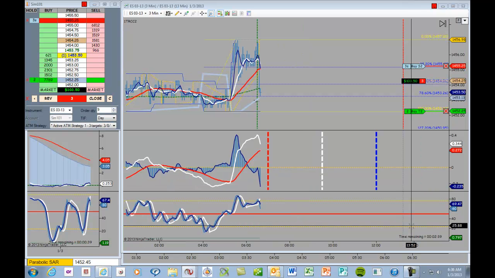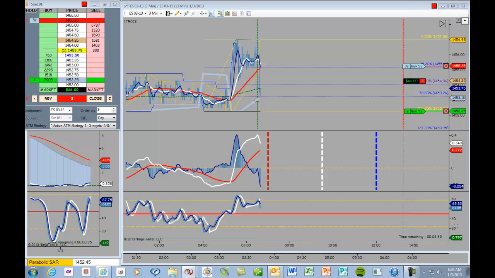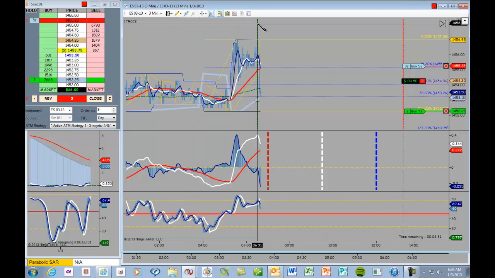All right, we have hit the first target here. Now, notice that I'm using a Fibonacci grid here this morning.